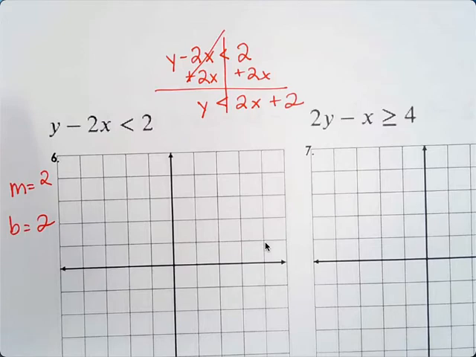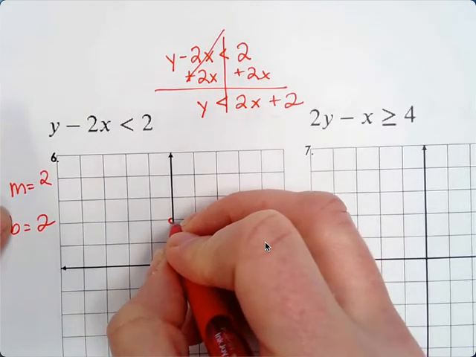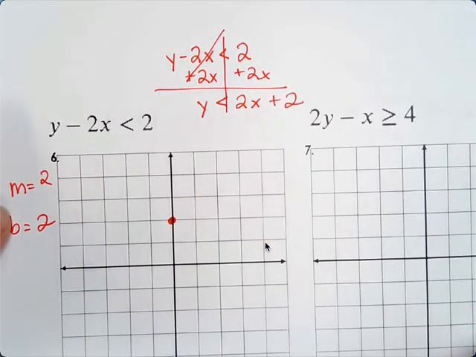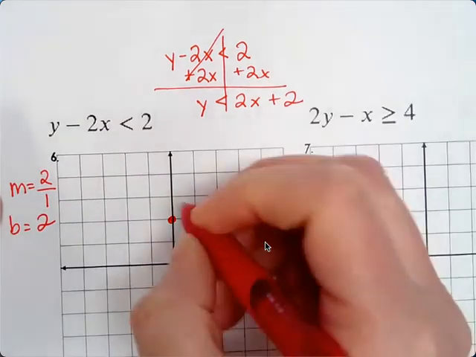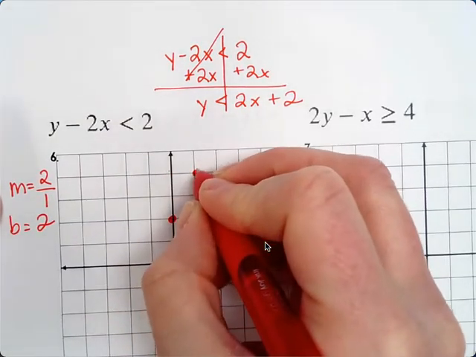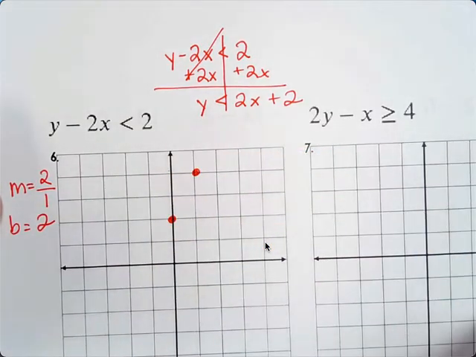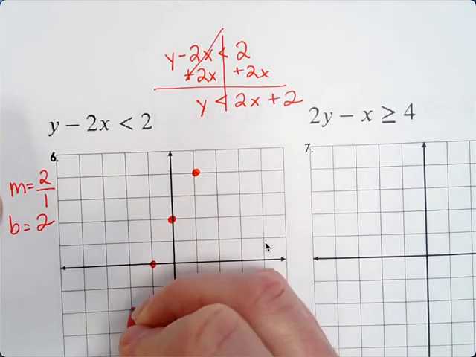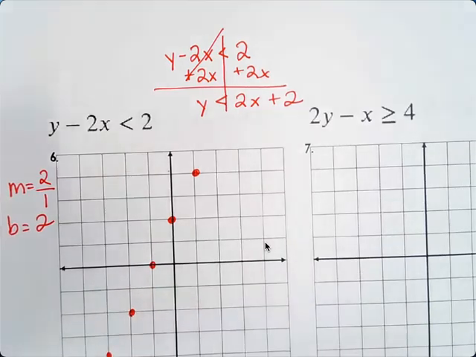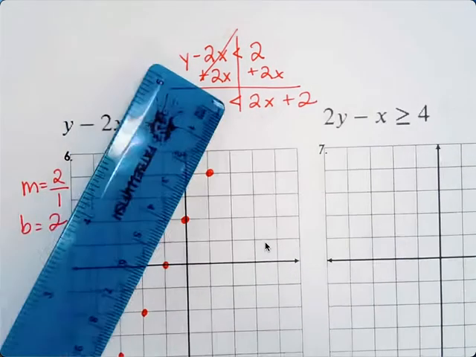So we need to graph our y-intercept at 2 on the y-axis. And then our slope is 2, or 2 over 1. So we'd go up 2 over 1. Or we could go down 2 over 1. Down 2 over 1. Use a ruler, your composition book, something as a straight edge.